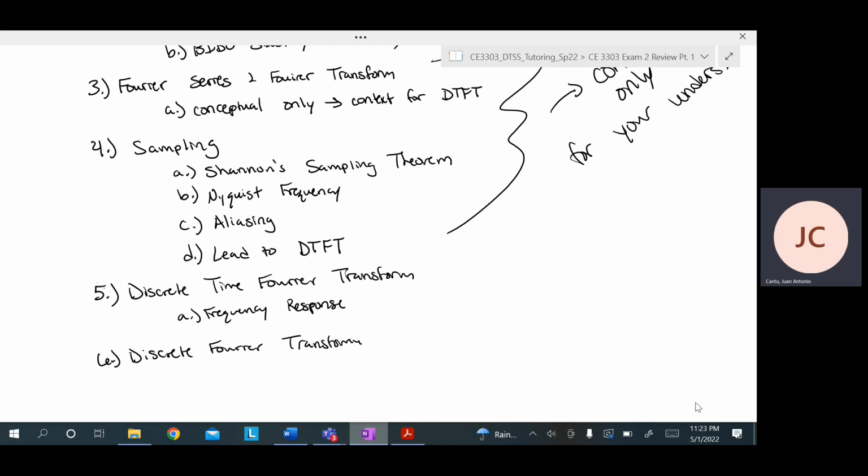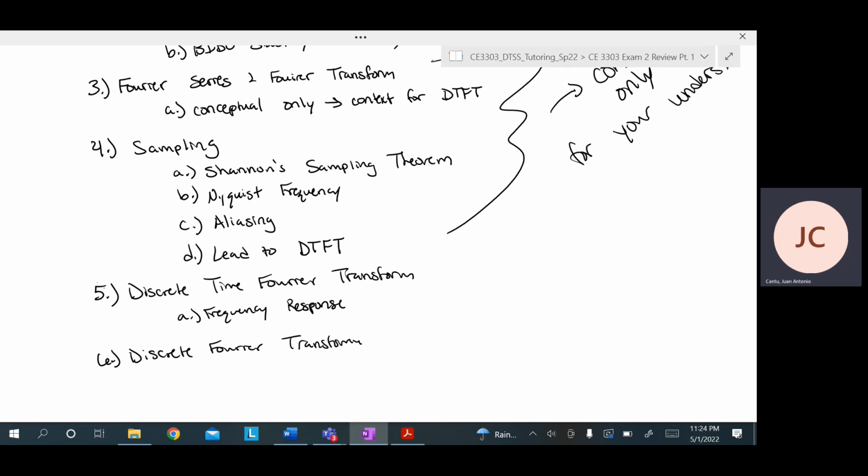But yeah, after Fourier series and Fourier transform and sampling, we'll talk in detail about the discrete time Fourier transform, do a couple of examples, talk about frequency response and how it's used, what it means, and of course a few examples on that. And then lastly, we'll go into the discrete Fourier transform, what that is, how it relates to the DTFT, and how to of course calculate it.